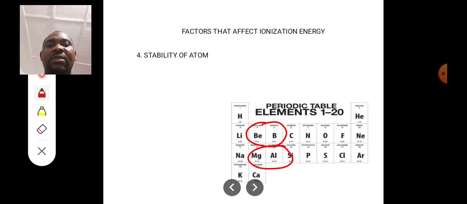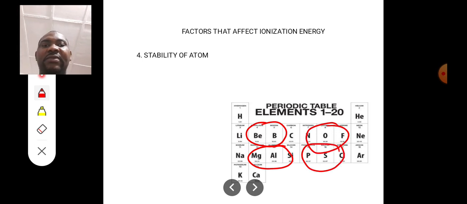Elements that have fully filled orbitals or half-filled orbitals are more stable than the element next to them, and so the ionization energy will be higher. And where do we see this exception? We see it between, let's say, beryllium and boron, magnesium and aluminium, nitrogen and oxygen, phosphorus and sulfur.